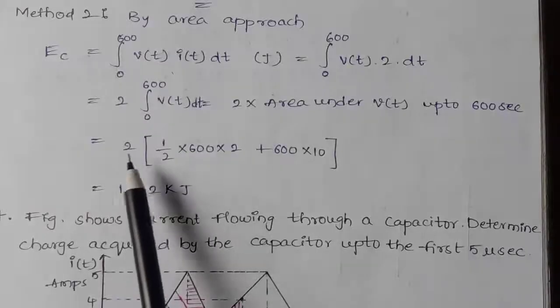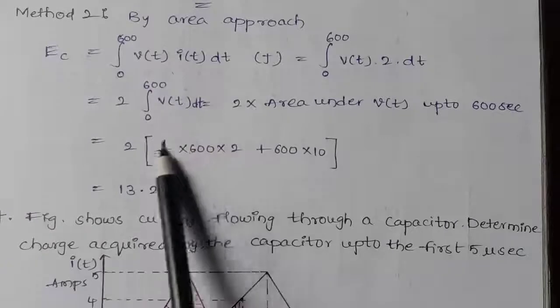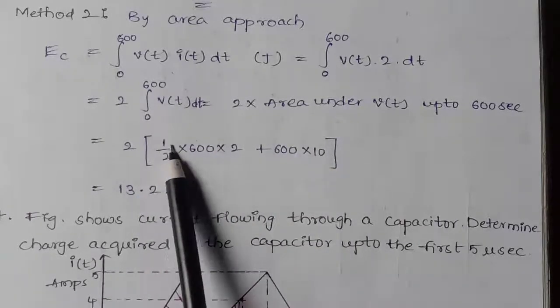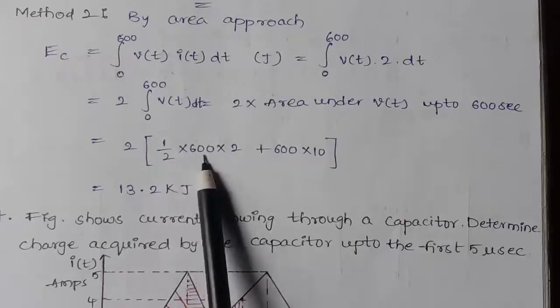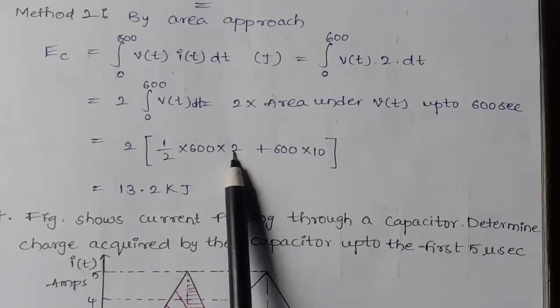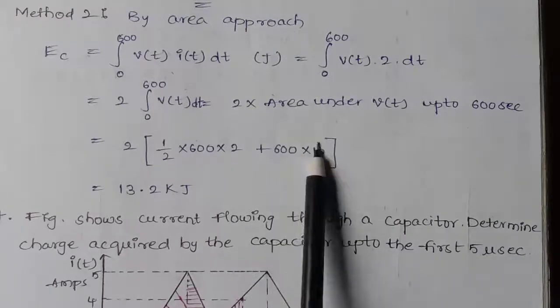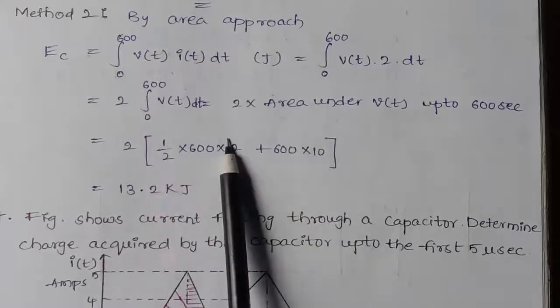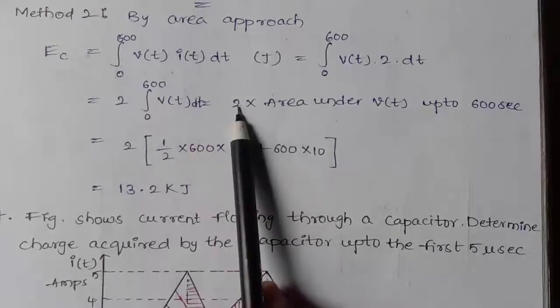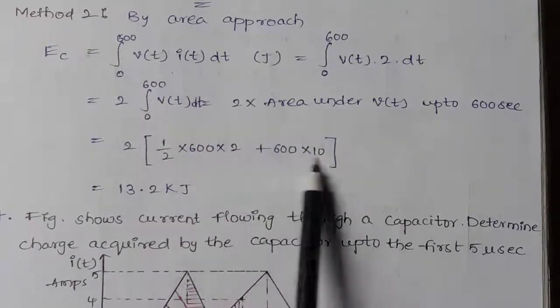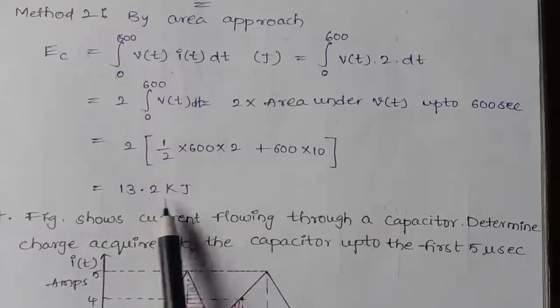Now find the area of the triangle and rectangle and substitute in the equation, which is 2 into the area of the triangle plus the area of the rectangle, which is 1 by 2 into 600, that is our base, into height, that is 2, plus 600 into 10. This is the area of the triangle, this is the area of the rectangle, into 2, this is our previous 2. Now find this sum, and we get 13.2 kilojoules.